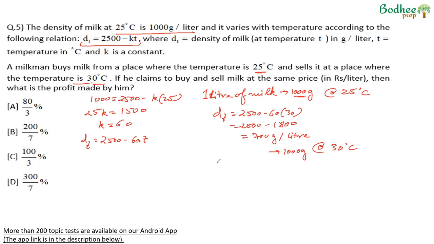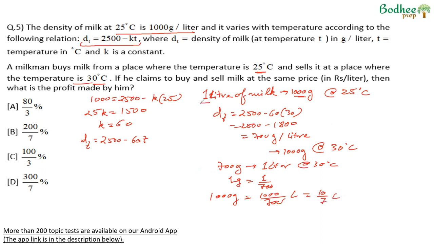So how many liters will be 1000 grams? 1 liter at 30 degrees C is equal to 700 grams, or rather, writing it inverse, 700 grams mass of milk is equivalent to 1 liter at 30 degrees C, which means 1 gram will be equivalent to 1 upon 700 liters, which means 1000 grams will be equal to 1000 upon 700 liters, which is 10 by 7 liters.